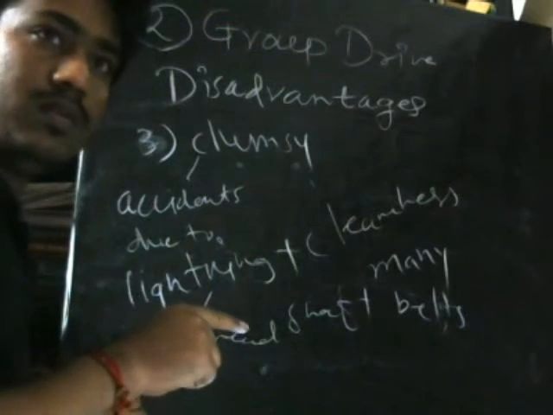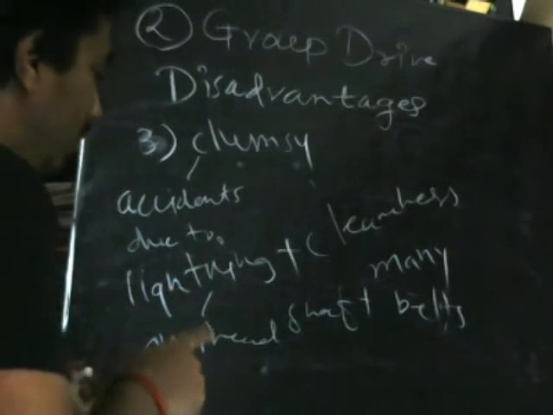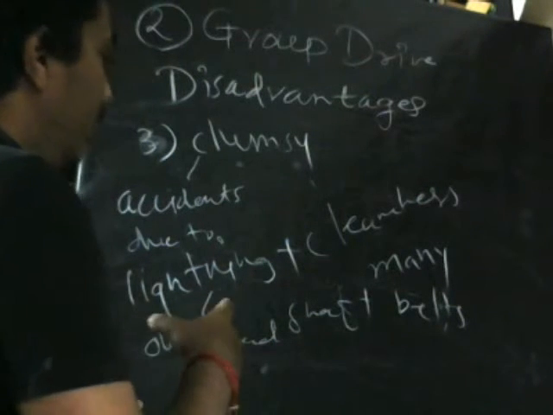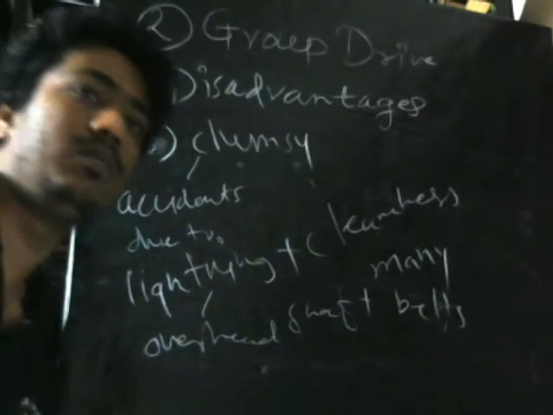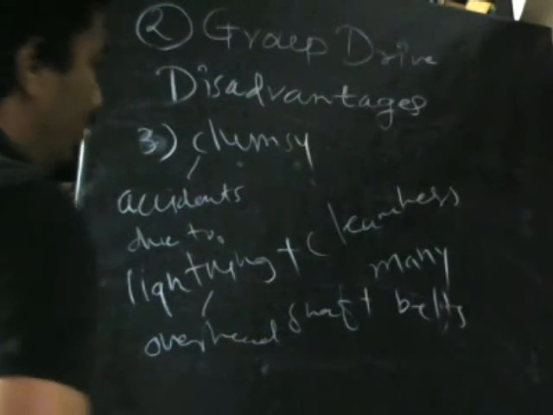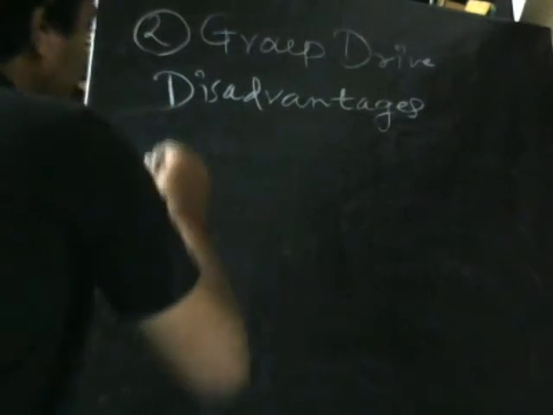In case of individual drive, there is good appearance. Plus there are not so many belts, so there will be no chance of accidents and there will be a lot of safety. Correct? So this is our third point. That is the third disadvantage.